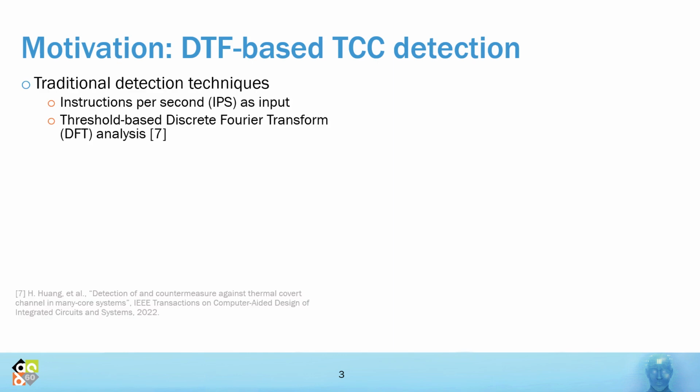To understand the motivation of our work, let's first look at the background of thermal covert channel detection. Traditional detection techniques for thermal covert channels employ the performance of a core in instructions per second or cycle, combined with the discrete Fourier transform technique to detect attackers.